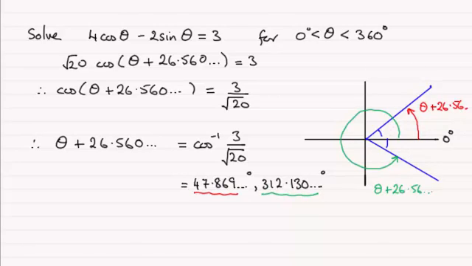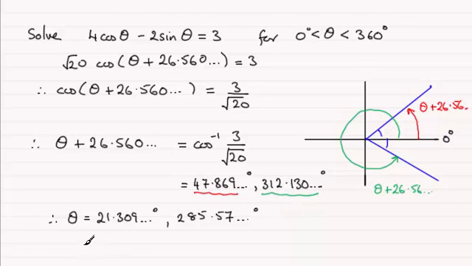Okay, now we subtract 26.560 from each of these, and that will leave us with theta. So if we do that, we therefore have theta equals 21.309 and so on degrees when we subtract it from here. When we subtract it from the green angle, we find that we get 285.57 and so on degrees.